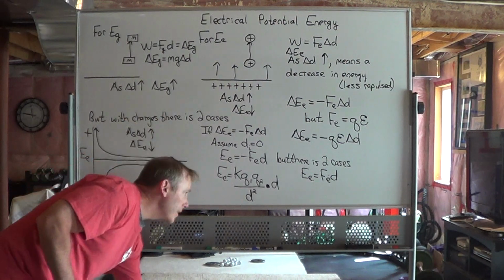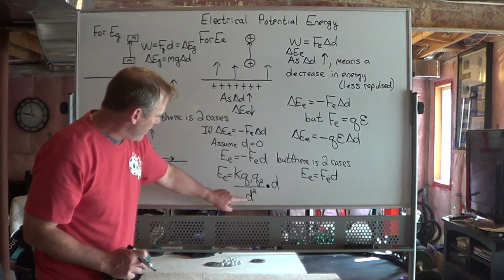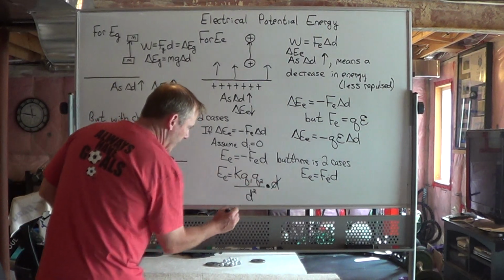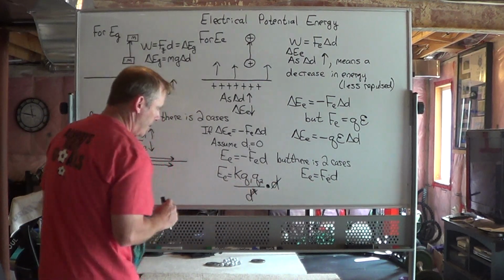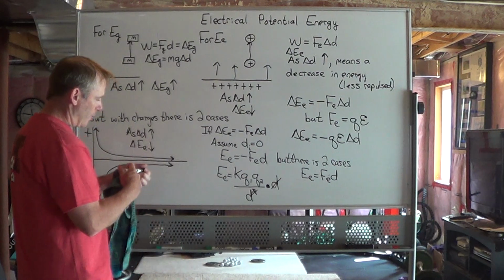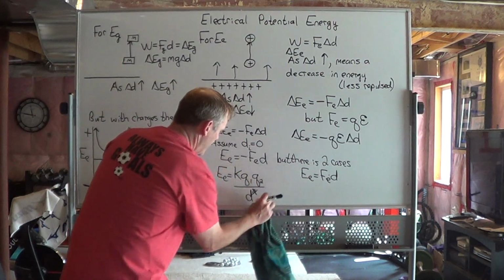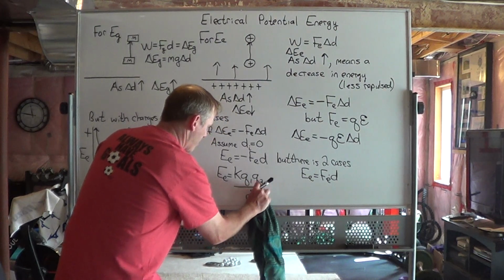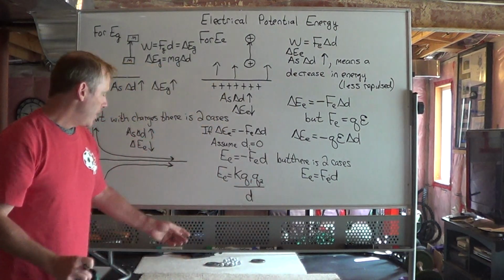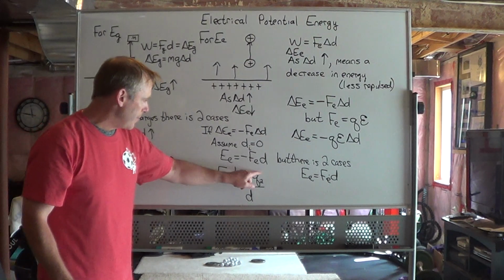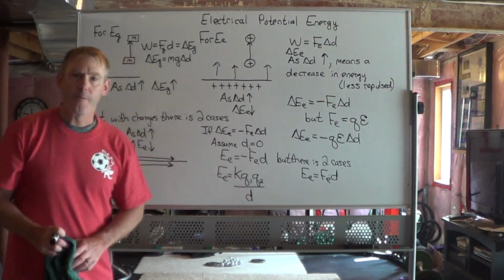Now, what's going to happen here is that we have a D squared down here and a D here, and so that D will cancel out one of these D's. So our formula for electric potential energy, I only need to get rid of one here, is that the electric potential energy is equal to K times Q1 times Q2 divided by D.